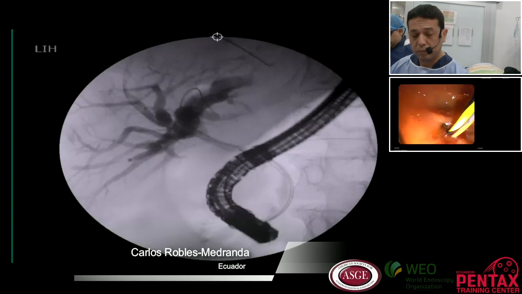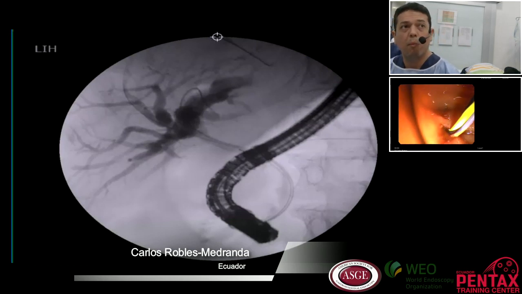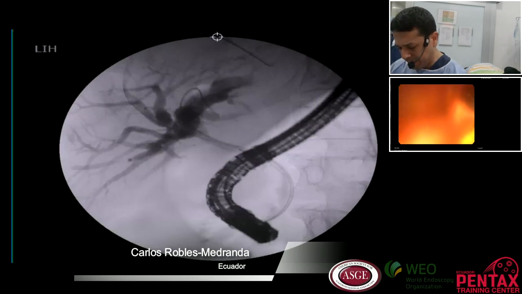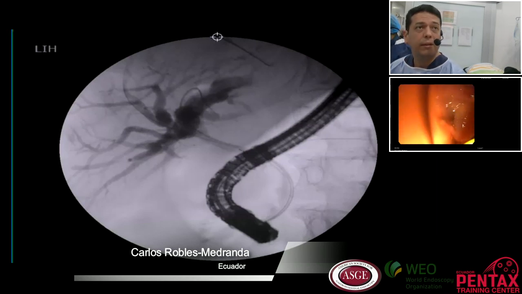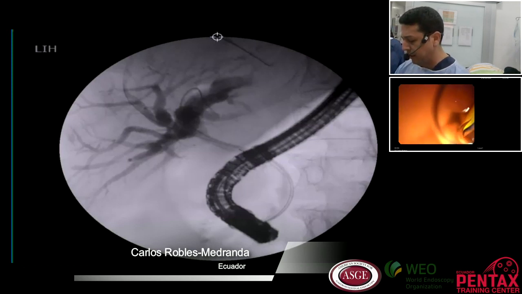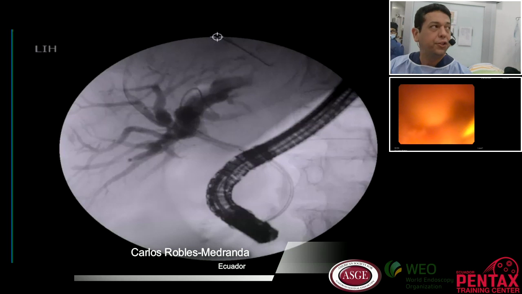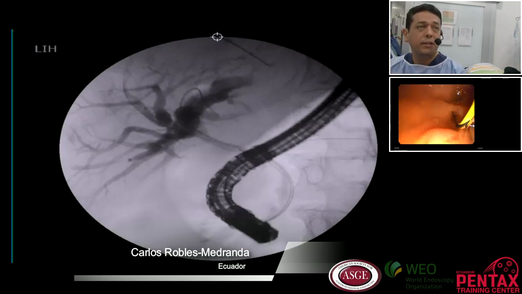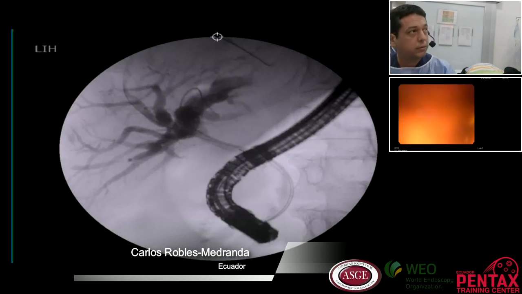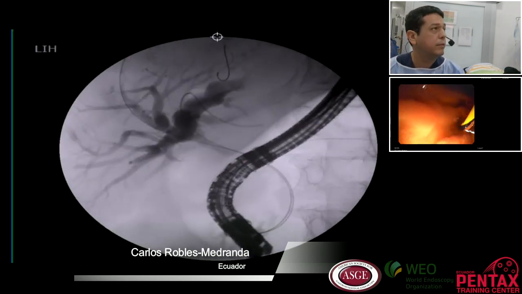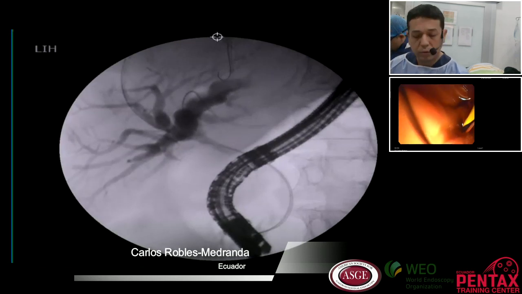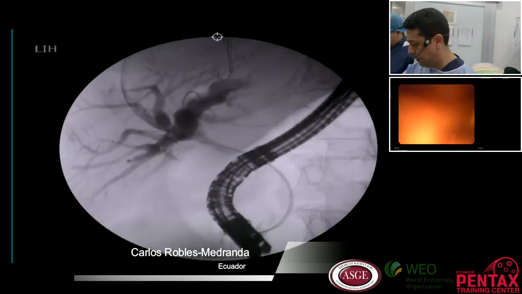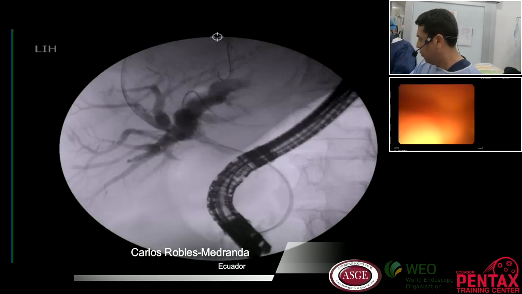So now, lado izquierdo. So this is a very good question. What should be my first plastic stent? I think it's better always to pass the one that has an angulation, because if this is more right, it's easier to pass. So you can see. So I will pass first the yellow one, one plastic stent.